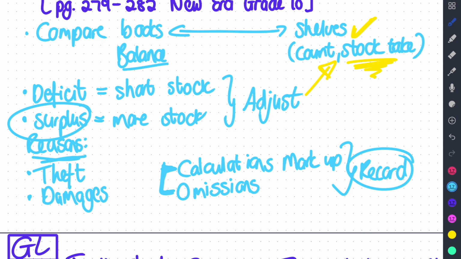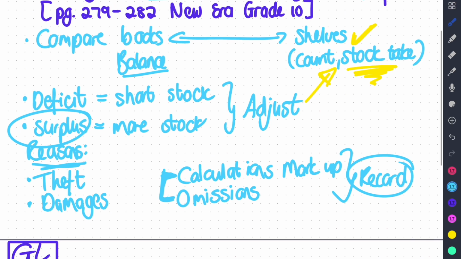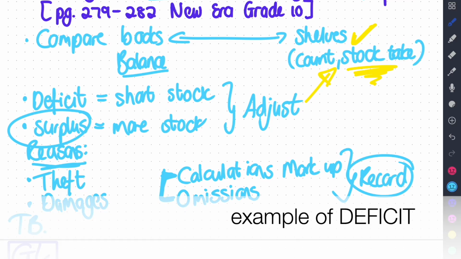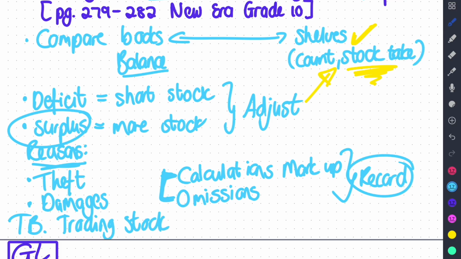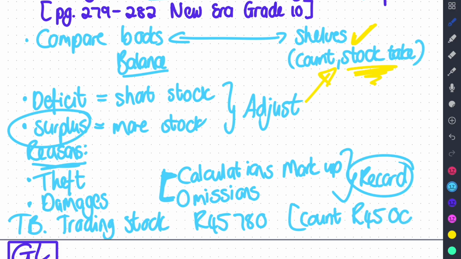So let's take an example now. You go to your trial balance, you find trading stock on the debit side, so that's your balance now for the past 12 months. What is the value of your trading stock at the moment? 45,780. That's our example. In your information, it states that you counted your stock. You did a physical count, and you only found 45,000. Immediately, you realize, okay, whoops, 780 Rand is missing. So it was either theft, damage, calculation, or an omission mistake.